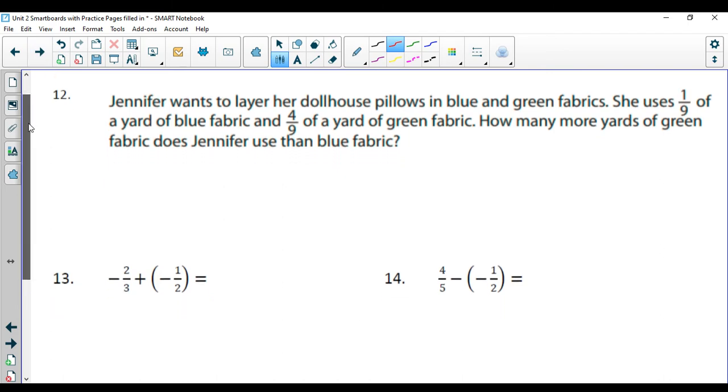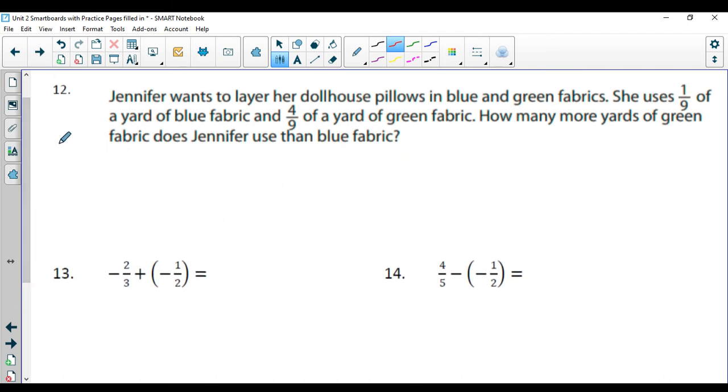In question number 12, Jennifer wants to layer her dollhouse pillows in blue and green fabrics. She uses 1/9 of a yard of blue fabric and 4/9 of a yard of green fabric. How many more yards of green fabric does Jennifer use than blue? How many more? So that one's going to be finding the difference between these. More green than blue. So we're going to do 4/9 of the green minus 1/9 of the blue.